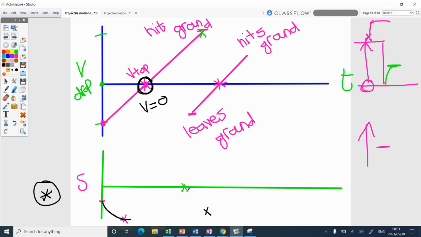When it hits the ground, what is the velocity then? Maximum, minimum, 0? When it hits the ground? Fastest. So what must my gradient be? Steepest, yes. Okay, it has to be a curve, but it has to end up with a very high gradient. And the velocity is going to be positive because it's going down. And we decided down is positive. So when it hits the ground there, my velocity is positive and big. So my gradient must be positive and big.